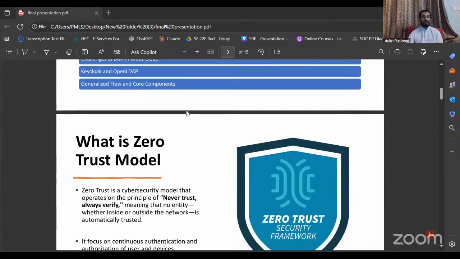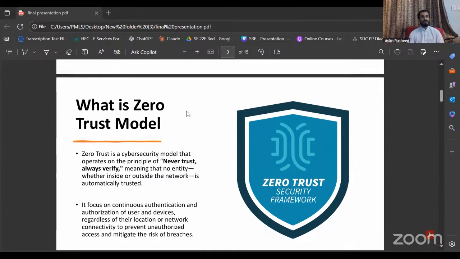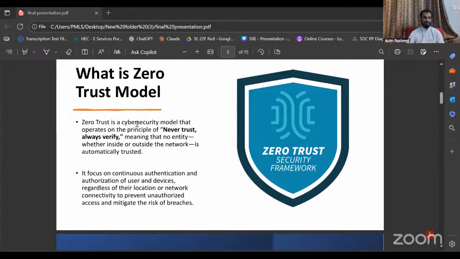So first of all, what is zero trust? Zero trust is a cybersecurity model that operates on the principle never trust, always verify, meaning that we don't automatically trust any user or device, whether it's inside or outside the network, regardless of their location. This means that we always verify and authenticate the user, app, or machines, anything that we use, we must authenticate it. Focus on continuous authentication.